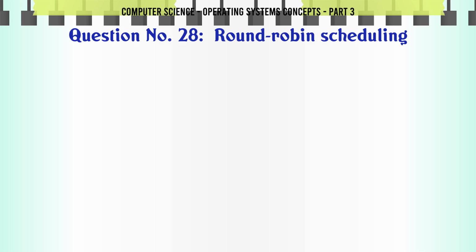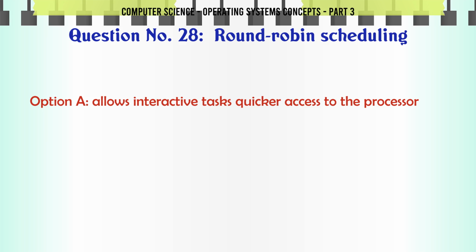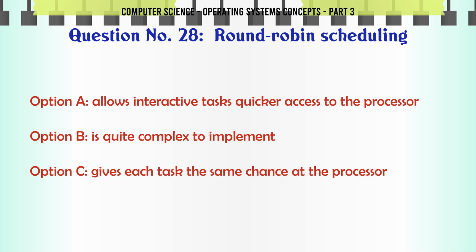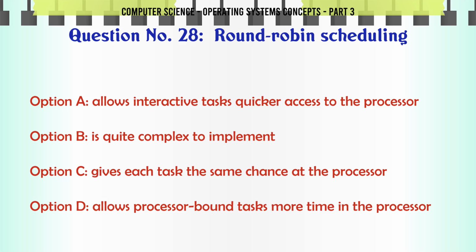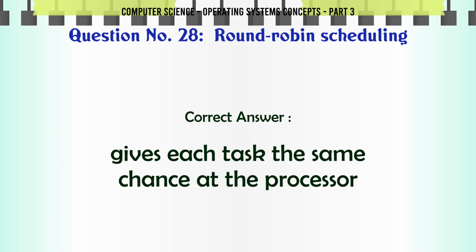Round-robin scheduling: A. Allows interactive tasks quicker access to the processor. B. Is quite complex to implement. C. Gives each task the same chance at the processor. D. Allows processor-bound tasks more time in the processor. The correct answer is gives each task the same chance at the processor.